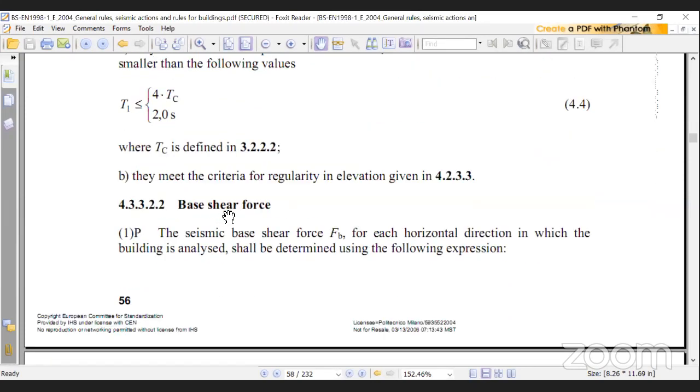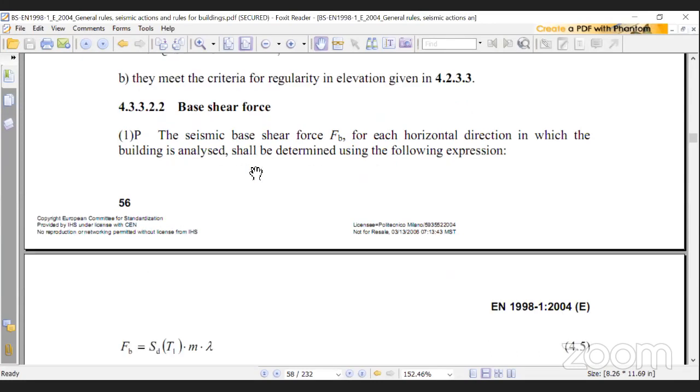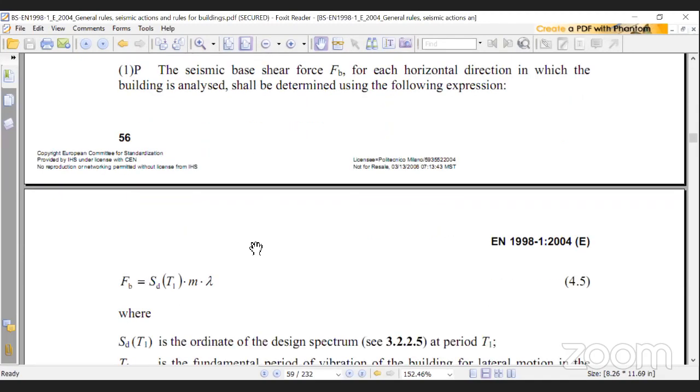This is the amount of force that is obtained after there is an earthquake, say subjected to a building. So once you get this force, it is the one that you're going to spread across or upwards. Now the formula is given there. As I said, this is just a formula you pick from the code, equation number 4.5, as indicated here.